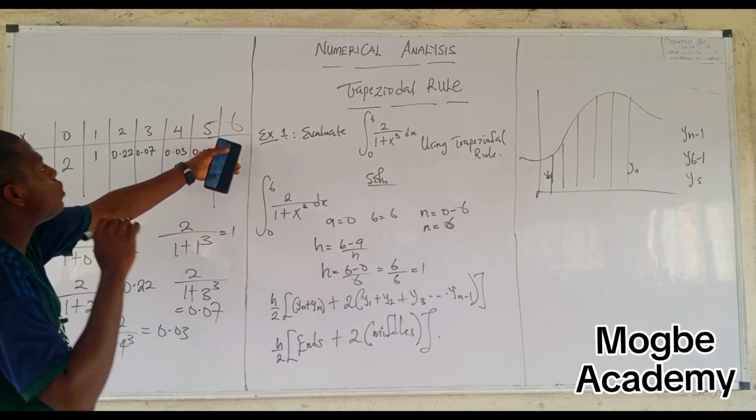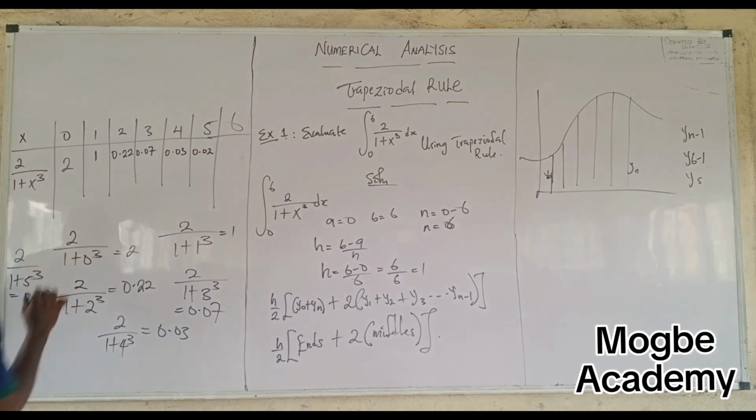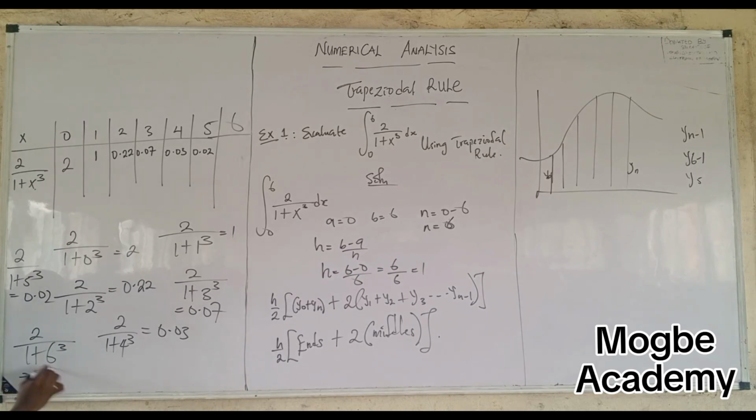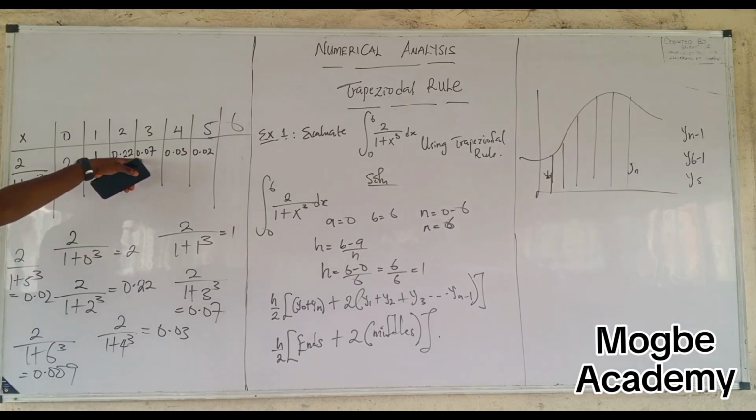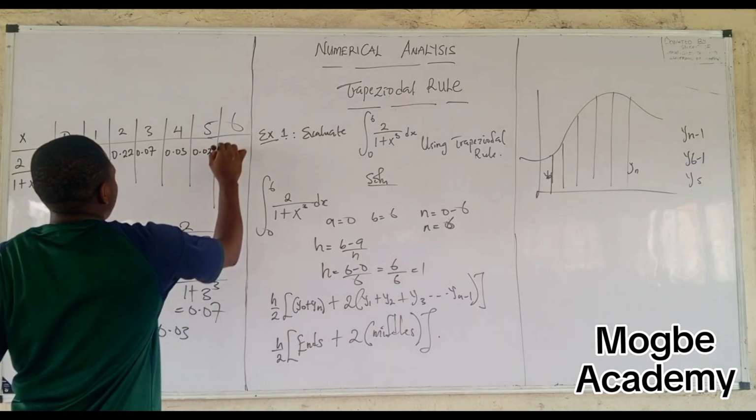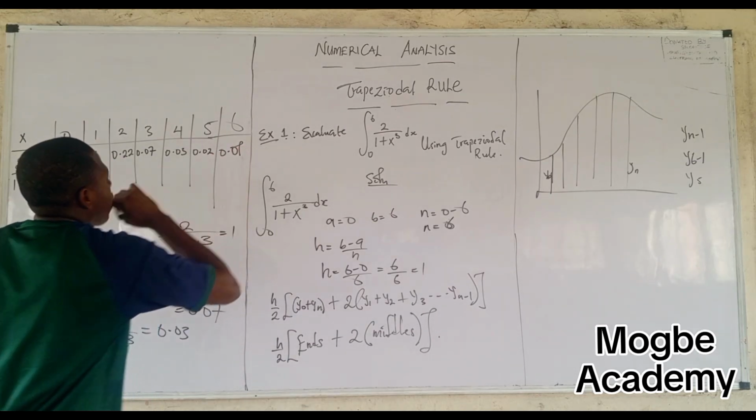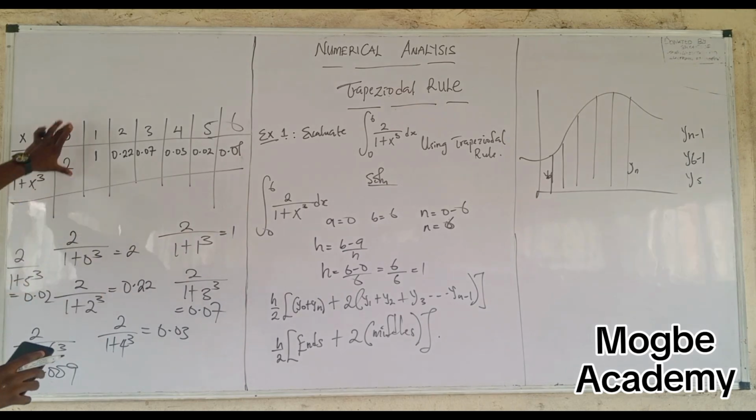Now the last one, which is 6. 6 is simply 2 over 1 plus 6 raised to the power of 3. Now if you do this, you simply arrive at 0.009. Are we together? Approximate this because you are using 2 decimal places. Now if you do that, you simply arrive at 0.01. Are we together? You've gotten the intervals for your given function, which is this.